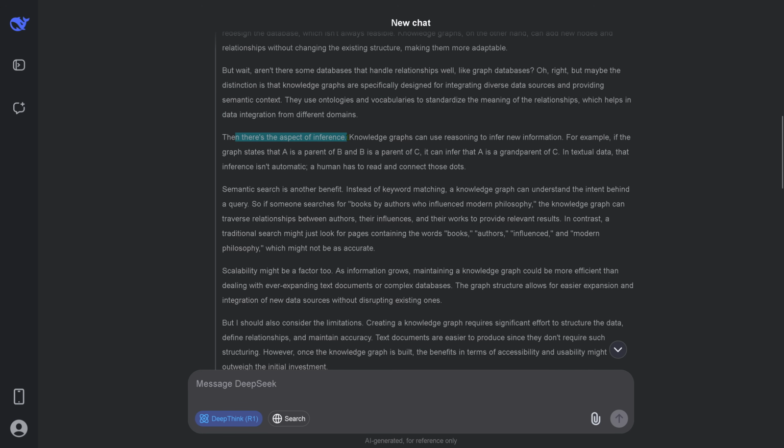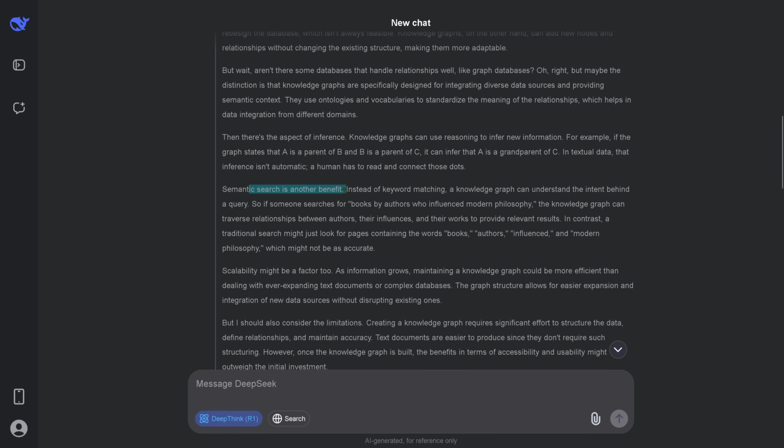Then there's the aspect of inference. R1 says, knowledge graphs can use reasoning to infer new information. This is an absolutely fascinating thought for a machine, no? R1 continues, for example, if the graph states that A is a parent of B and B is the parent of C, it can infer that A is the grandparent of C. In textual data, that inference isn't automatic. A human has to read and connect those dots.